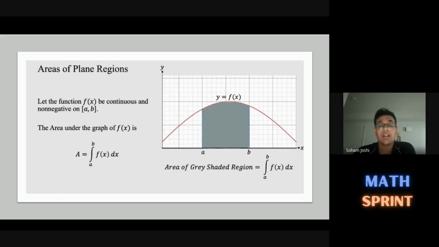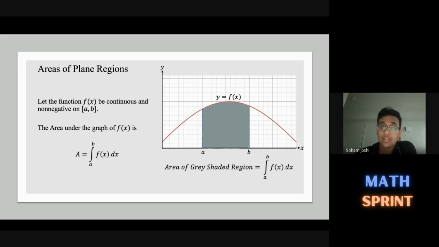All right, so areas of plane regions. So a quick recap on this. I mentioned in earlier videos as well. A plane region would be essentially a two-dimensional space. So pretty much if we let the function f of x be continuous and non-negative on a comma b, the area under the graph of f of x is the definite integral of f of x with respect to x.